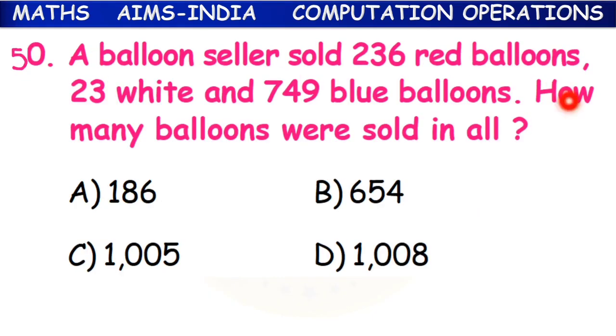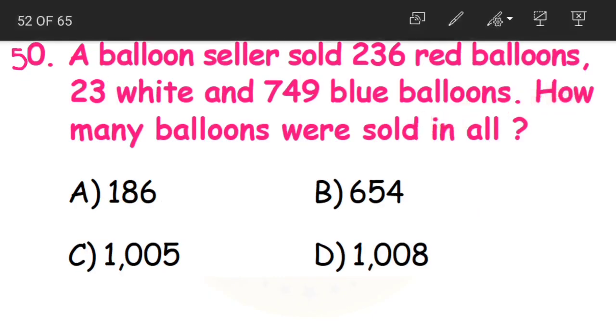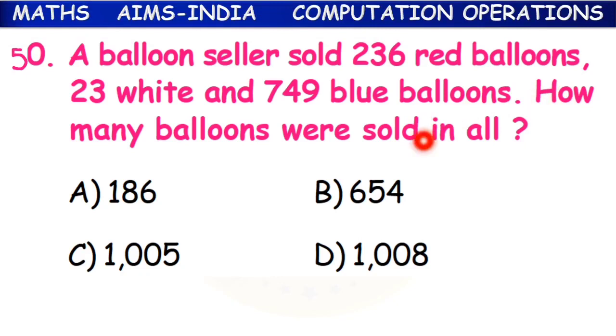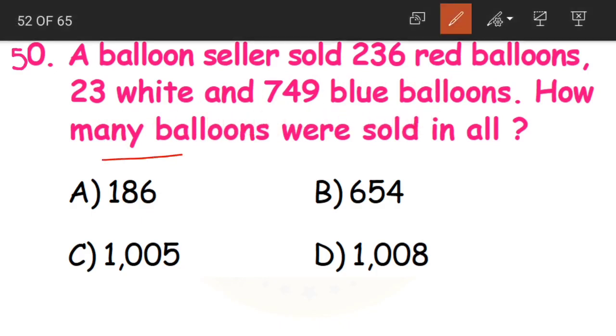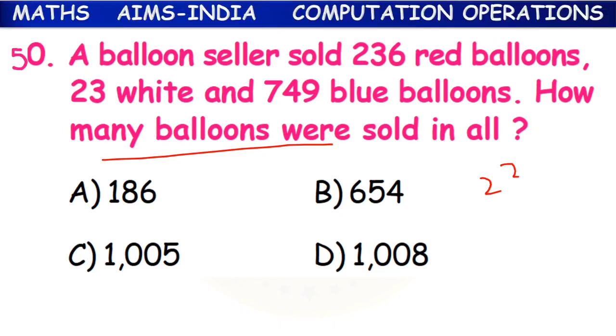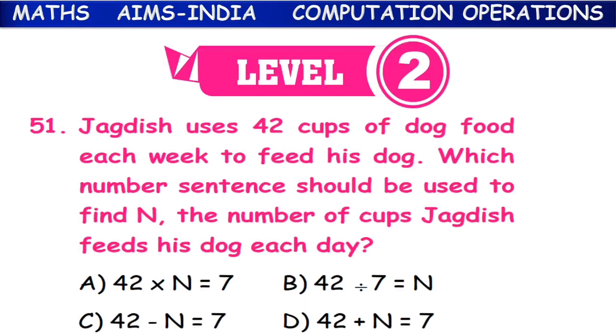Next question 50. Again the same question is repeated here. Yes children, a balloon seller sold 236 red balloons, 23 white and 749 blue balloons. How many balloons were sold? The same question, right? Even with the same numbers given here. I am skipping this question. We just need to add and find out the answer. It's a repeated question, so that is why I have skipped it.